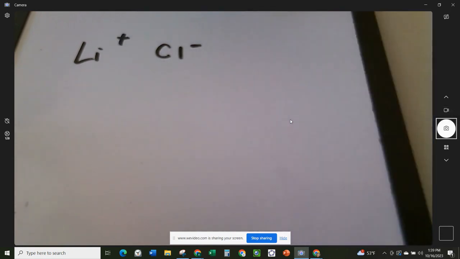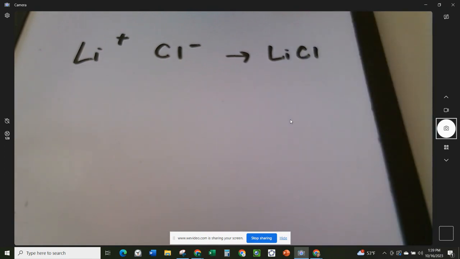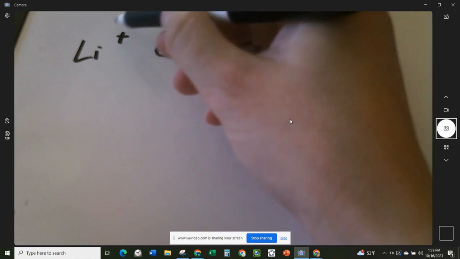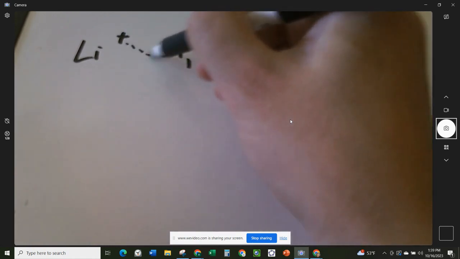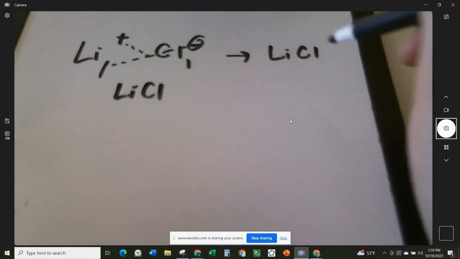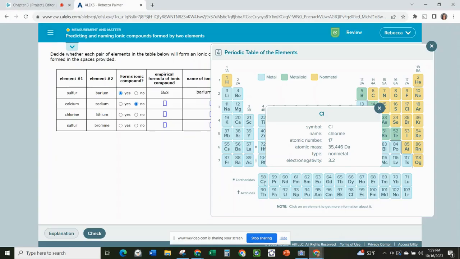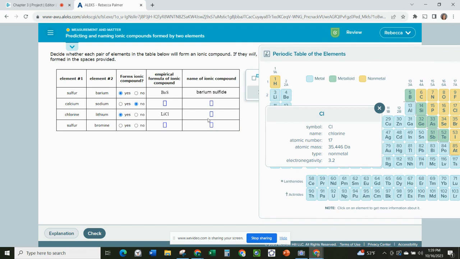And we have 1 plus and 1 minus. So we can think, oh, we just need one of each to have a balanced empirical formula. Or we can do this crisscross. So we need 1 chlorine for 1 lithium. So this will be LiCl. We don't write the ones in the formula. We don't write the charges in the formula. Metal comes first. So that's our empirical formula, lithium chloride. Make sure you spell that correctly. This is an L. Sometimes people get that confused. LiCl. And then we put the metal name first, lithium, and then we change the non-metal name to chloride.